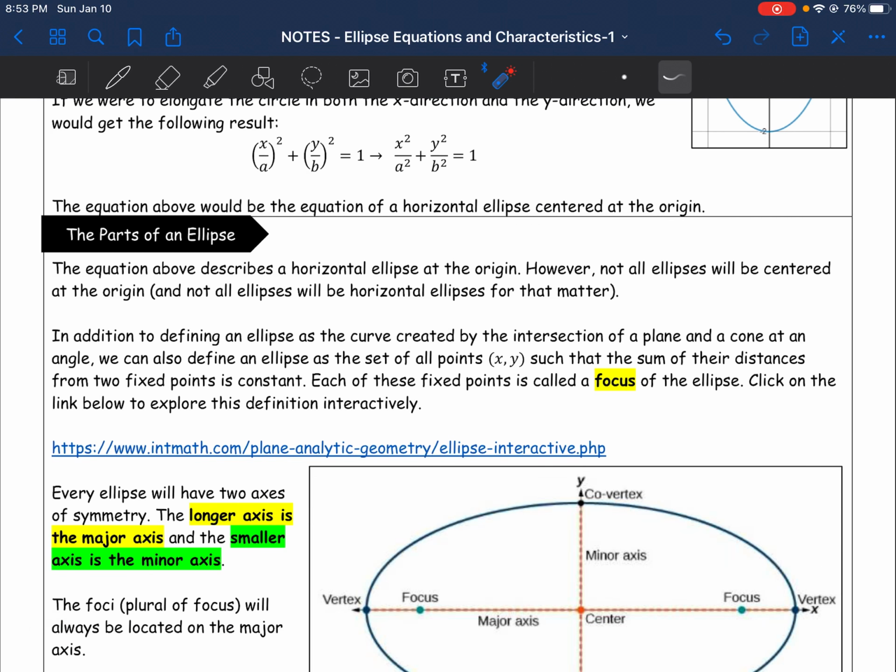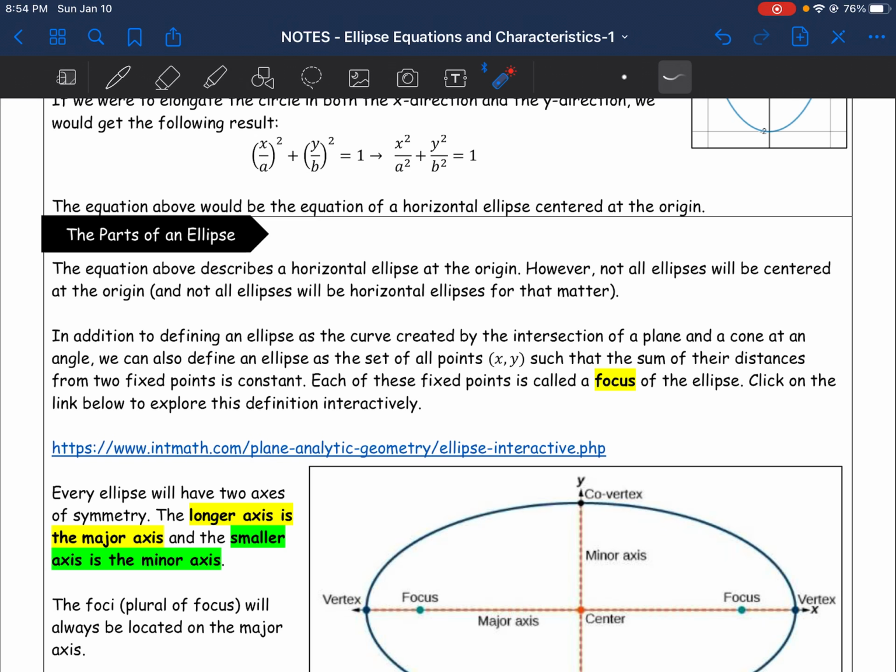In addition to defining an ellipse as a curve created by the intersection of a plane and a cone at a certain angle, we can also define an ellipse as the set of all points x, y, such that the sum of their distances from two fixed points is constant. Each of these fixed points is called a focus of the ellipse. Now, I know just looking at that definition of an ellipse can be kind of confusing. So let's actually look at an animation to get an idea of what this means.